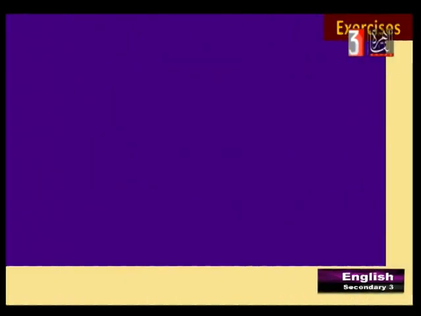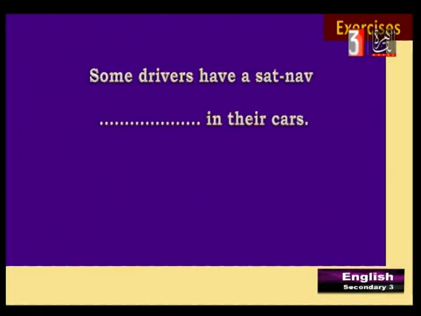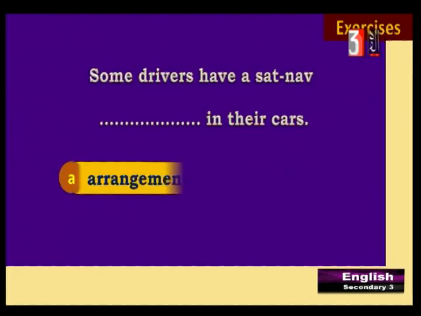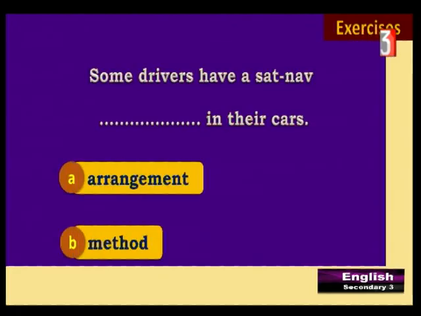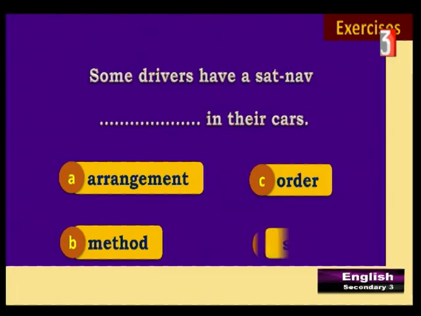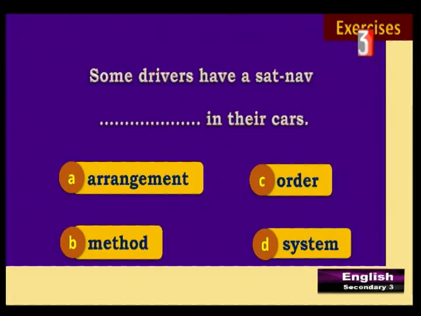Next, you have: some drivers have a sat nav ___ in their cars. You all know the sat nav inside the cars. Arrangement, method, order, or system. The sat nav is a system we all have inside the cars. So it's sat nav system. Very good, very good.